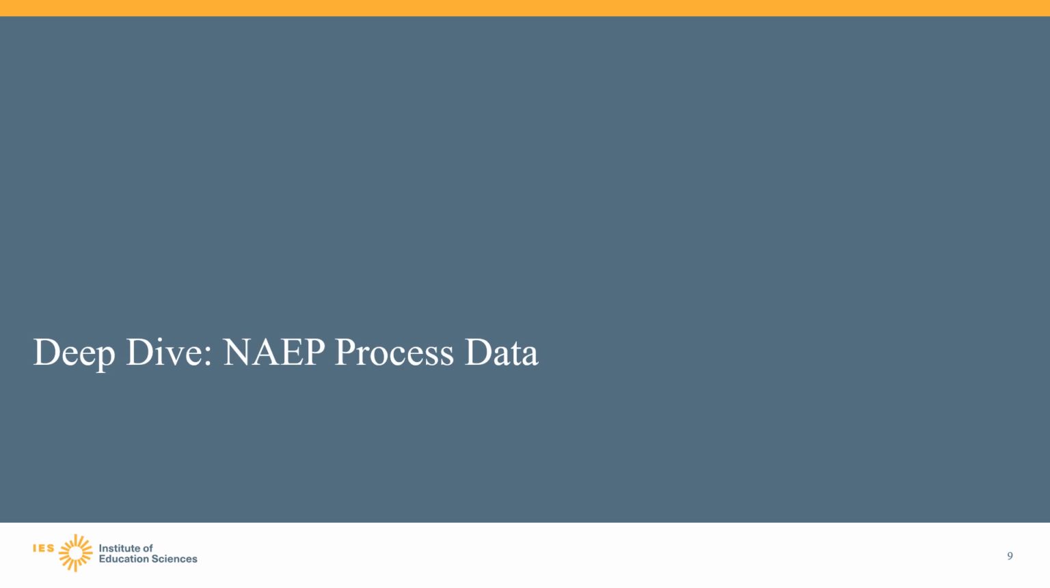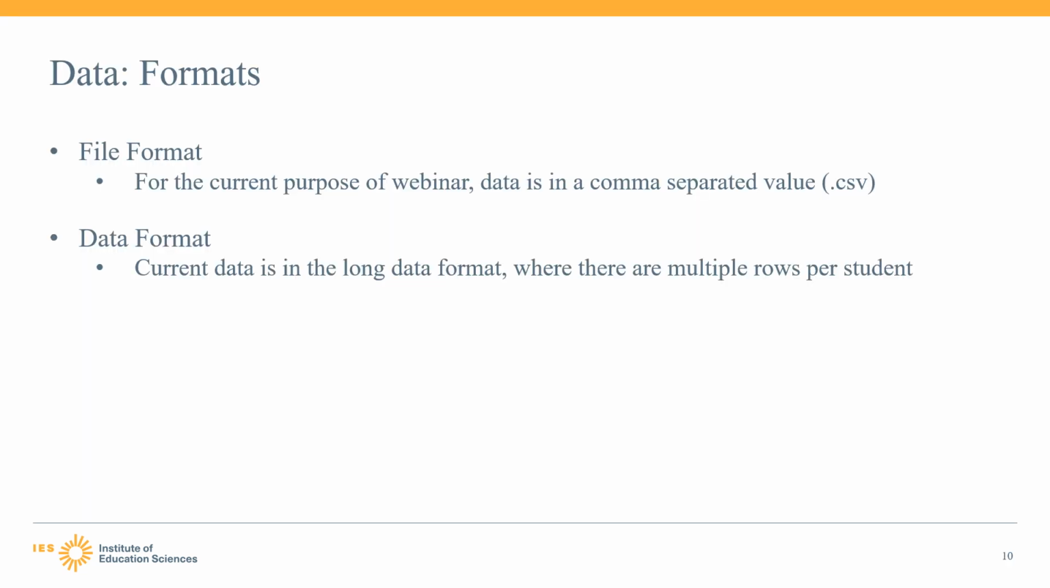Let's deep dive into the data. It is important to understand the structure of the data before starting to work with it. A file format is a standard way in which information or data is encoded for storage in a file. For this webinar, we will explore the data in a comma-separated value, or .csv, format. Please note that NAEP process data can be released in a different format, such as plain text file format, in the near future.